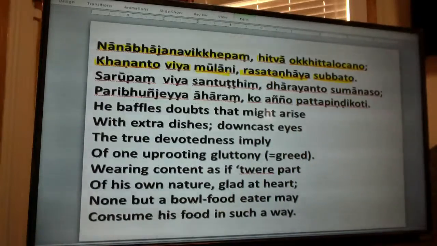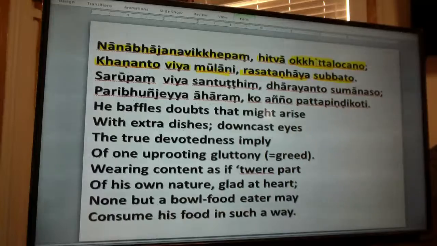So that is the meaning. And then Okita Lochano. Okita is downcast. Lochana is an eye. Chaku and Lochana are different Pali words; sometimes the Pali word Chaku is used, but here Lochana, which has the same meaning as Chaku. Eye has different Pali words, Lochana or Chaku. So here, Okita Lochana, downcast eye. That means he has no need to look at various kinds of containers because he has only one bowl, isn't it?